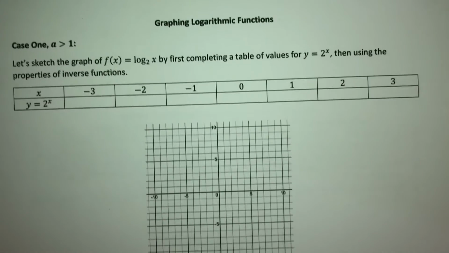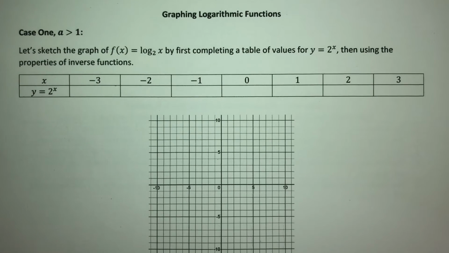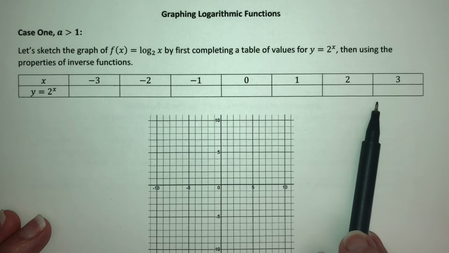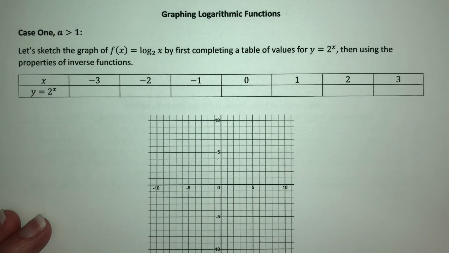Okay, so let's talk about graphing logarithms. And just like with exponentials, we do have two cases. The first case is when a is greater than 1, and our second case will be when a is between 0 and 1. The easiest way to do this is to create a table of values for the exponential and then use your properties of inverses to get the graph of a logarithm.